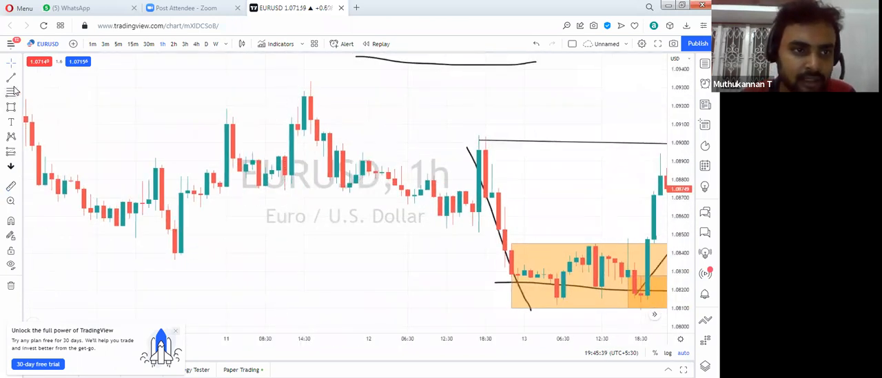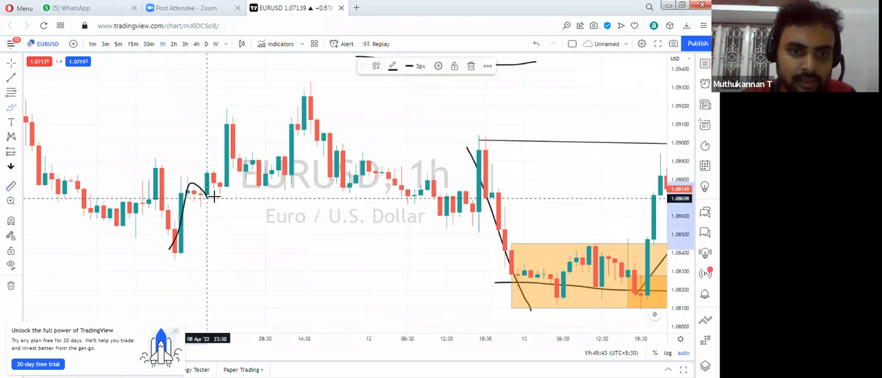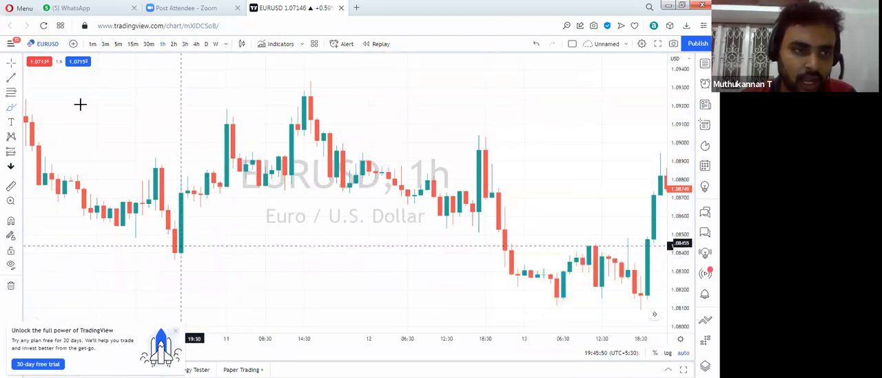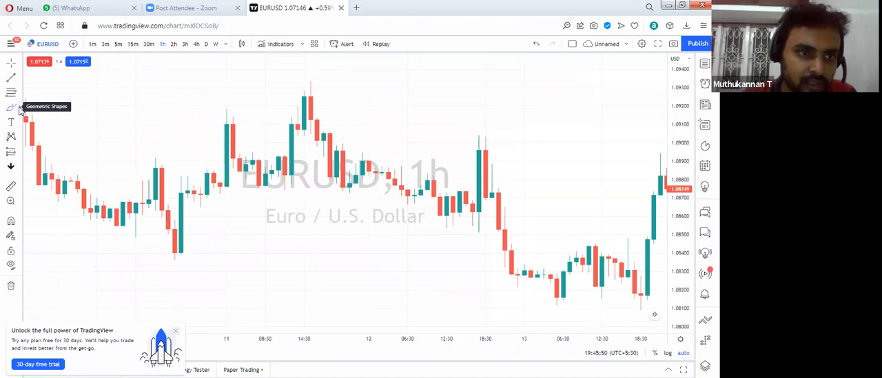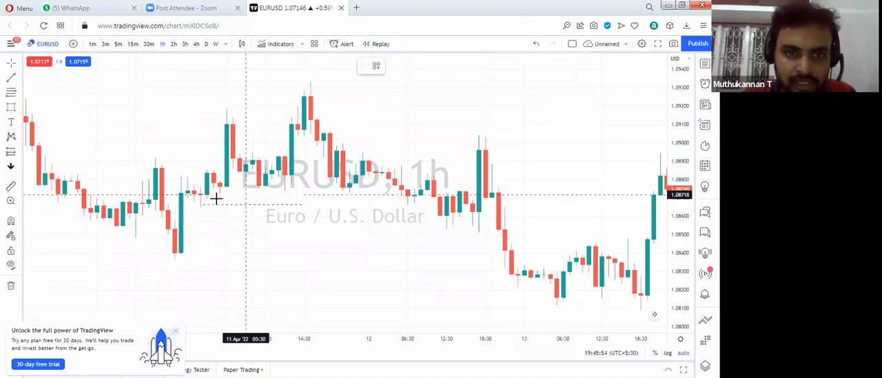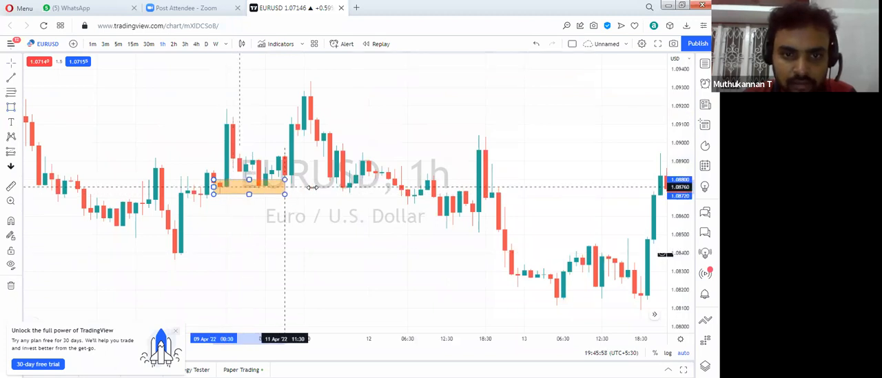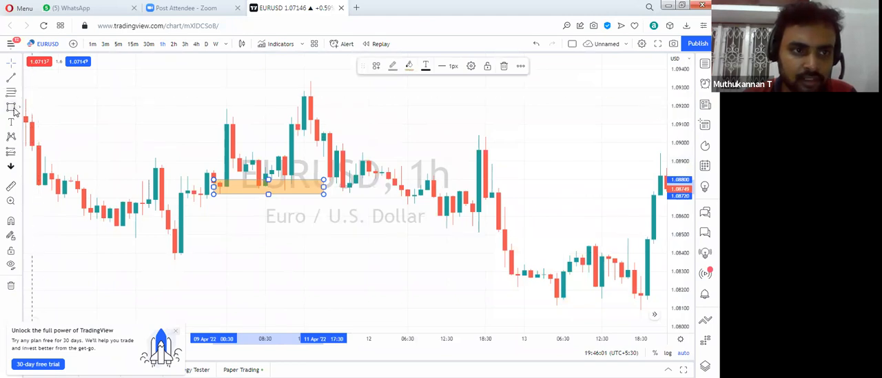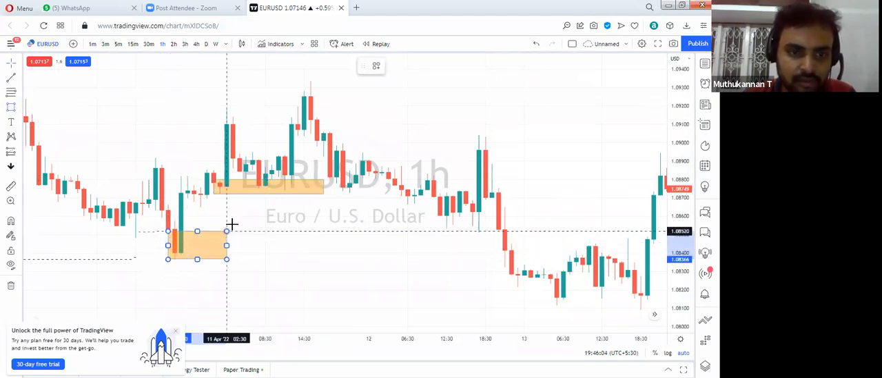Now you will be saying that this is my rally, base, rally, right? But I don't want to do this. I'll be marking only the last bearish candle. Here, what is my last bearish candle? I can say this is my last bearish candle, right? And I don't care about these things. And here, this is my last bearish candle, right?